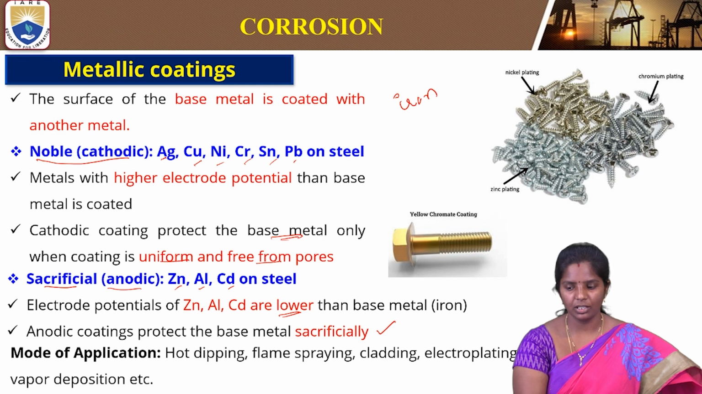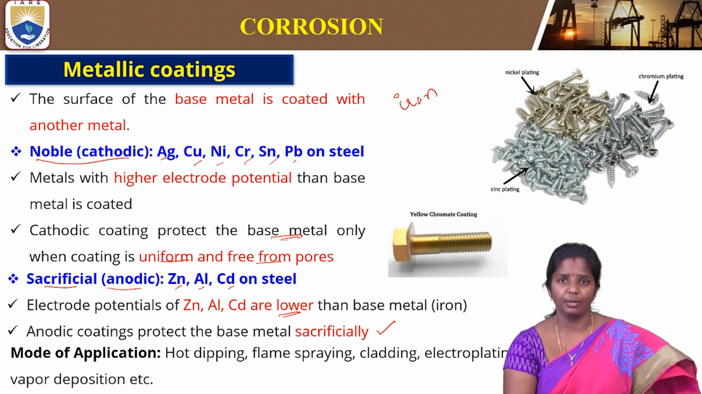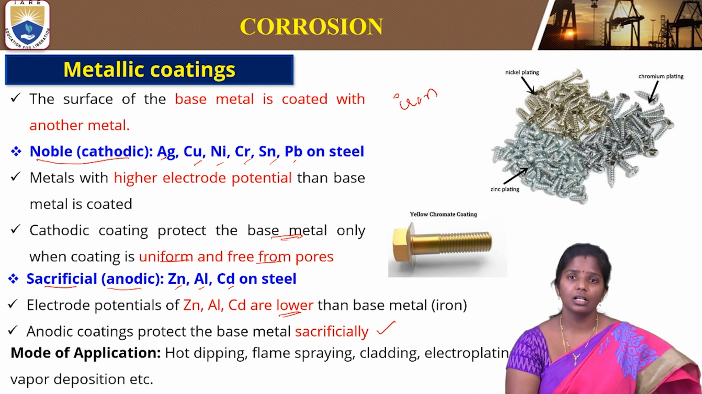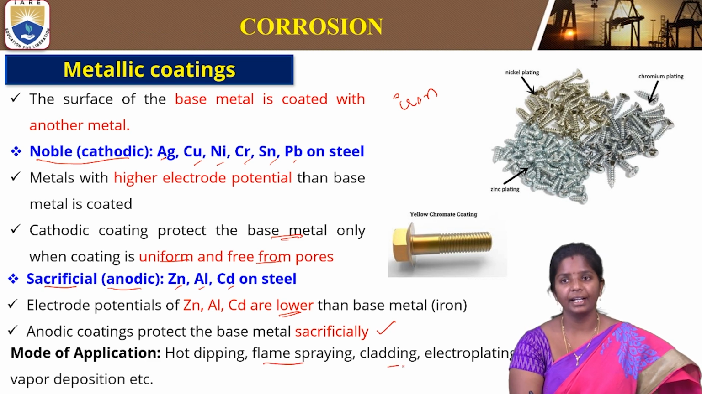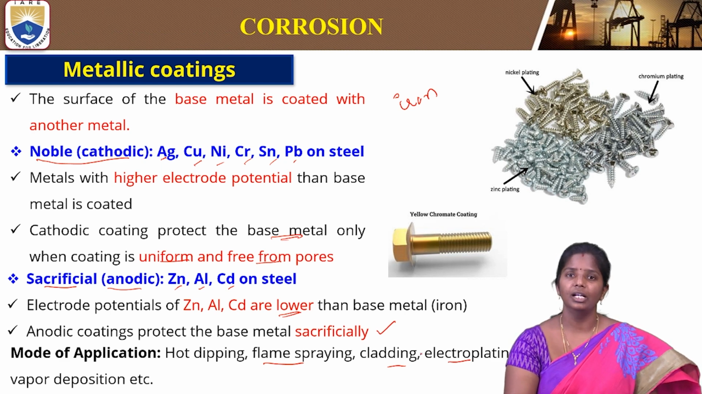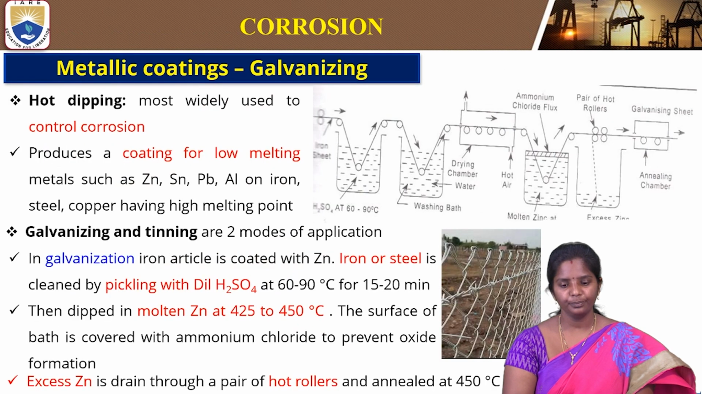Different modes of application are present. The methods are hot dipping, flame spraying, cladding, electroplating, etc. These are some of the methods that are used for depositing the metal coatings. One of these is hot dipping.